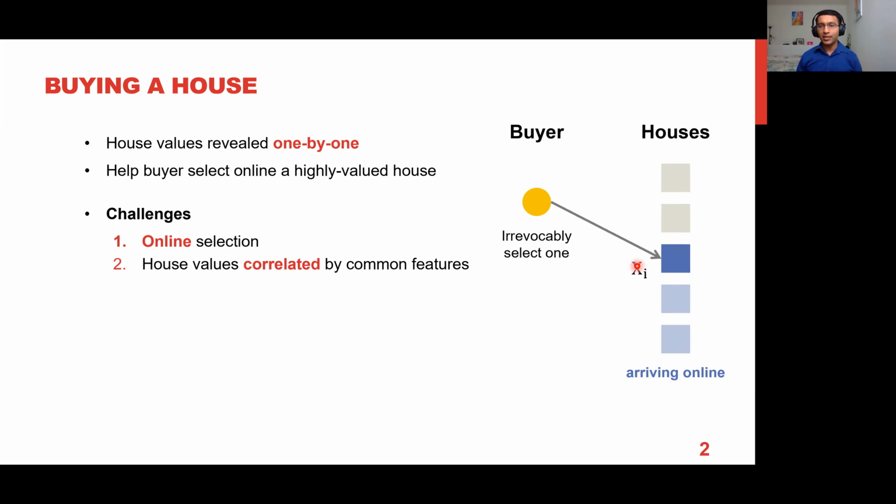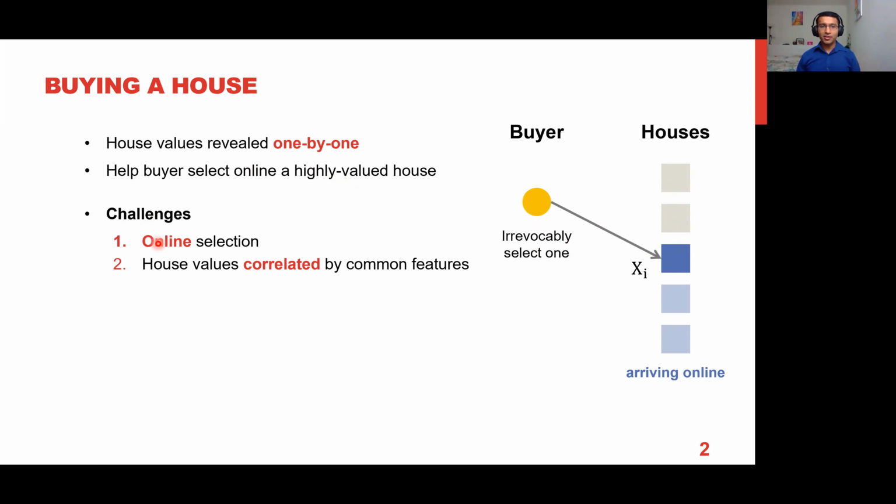You have to immediately and irrevocably decide whether you're purchasing this house, which basically means that if you buy this house, then you get the value xi and the game ends. You're not allowed to buy any more houses. On the other hand, if you discard the house, then you cannot purchase this house later. So it's an online problem.